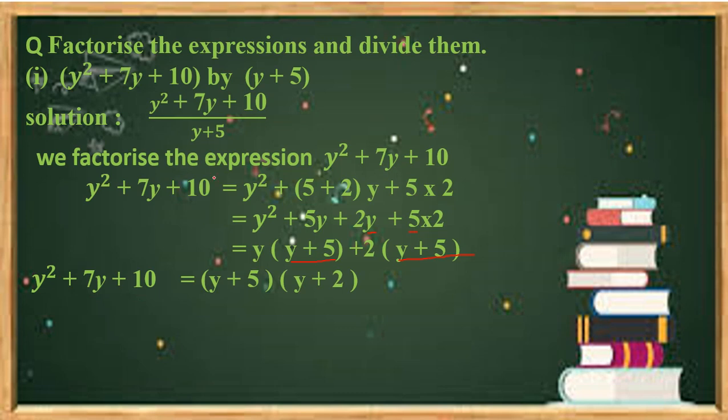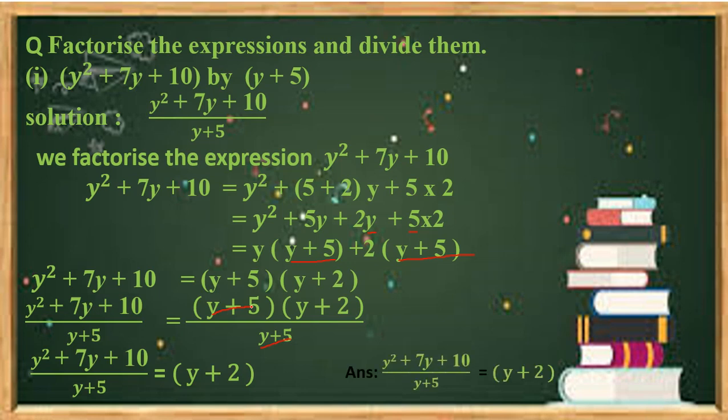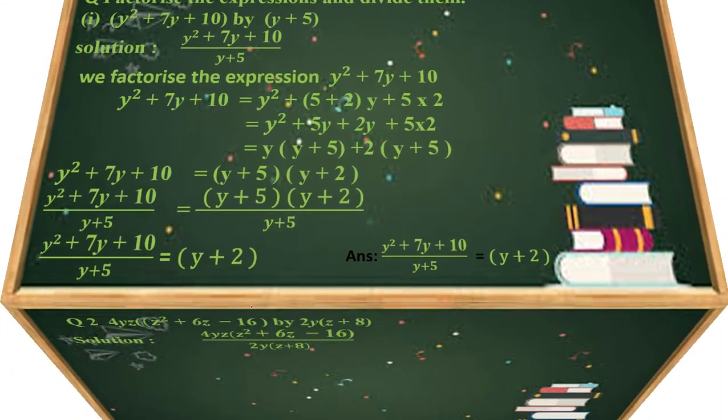Now we can perform the division. In place of y square plus 7y plus 10 we write y plus 5 into y plus 2, divided by y plus 5. When we divide y plus 5 by y plus 5 it becomes 1, and 1 into y plus 2 gives y plus 2. So the answer for the division of y square plus 7y plus 10 by y plus 5 is y plus 2. Let us consider another example.